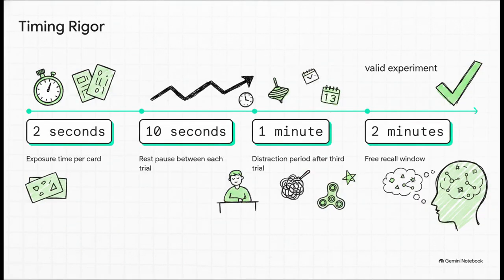I literally cannot overstate the scientific rigor of these timings. That stopwatch on the desk, it is definitely not just for show. Each card has to be exposed for exactly 2 seconds. After each trial, we initiate that 10-second rest pause. Then, after the third and final trial, a 1-minute distraction period kicks in, which leads directly into a 2-minute free recall window. These are our intervening variables, and controlling them precisely is what makes this a valid experiment.